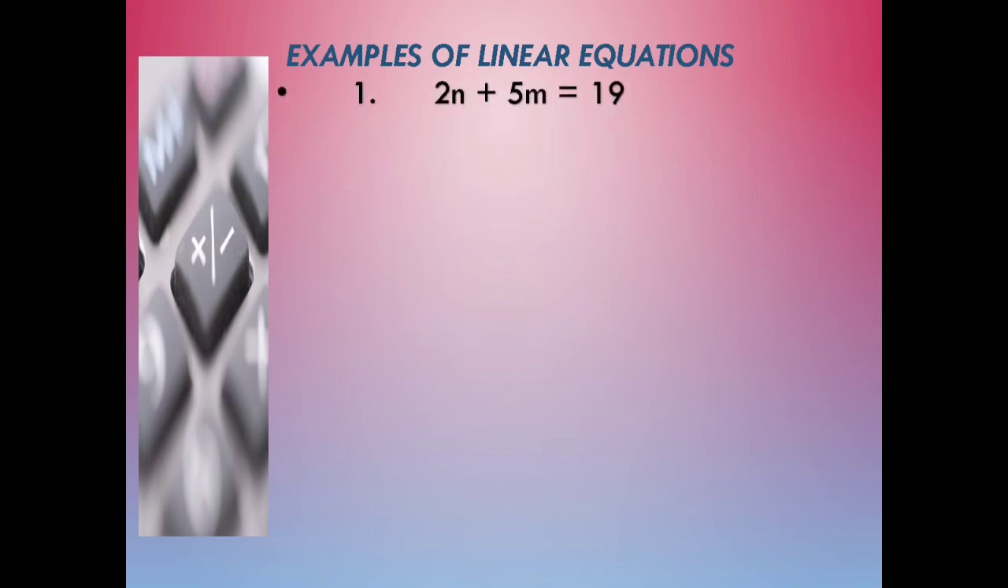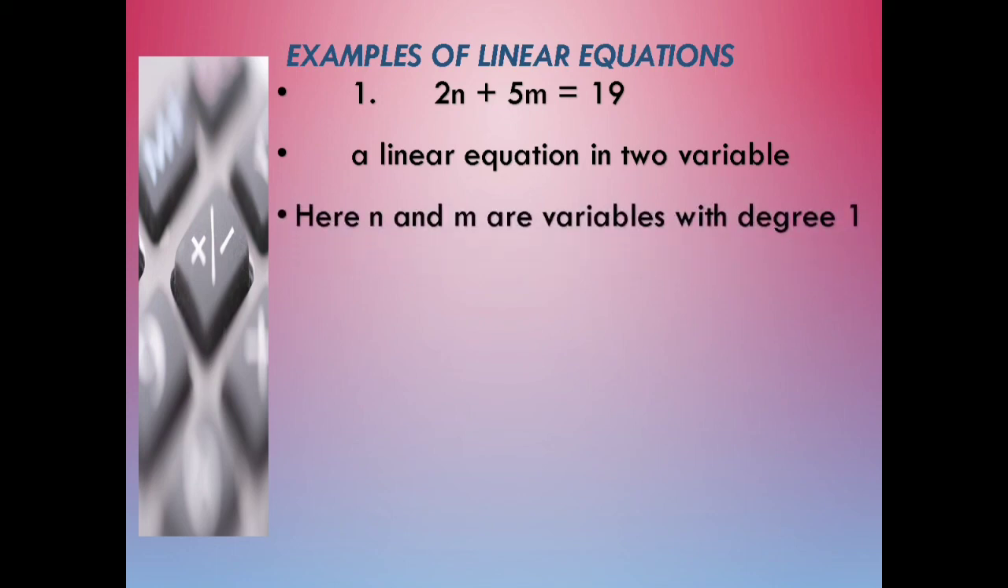These are examples of linear equations. Number 1, 2n plus 5m equal to 19. Here m and n both are variables, and the degree of n is 1 and m is also 1. So 2n plus 5m is a linear equation in two variables. Second example, 9x plus 8 equal to 20. Here x is the variable having degree 1.